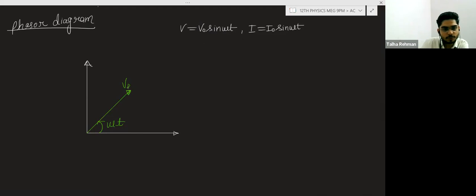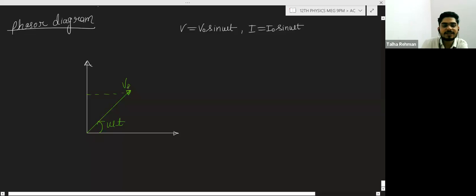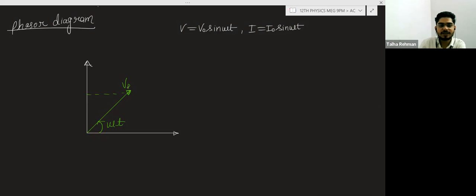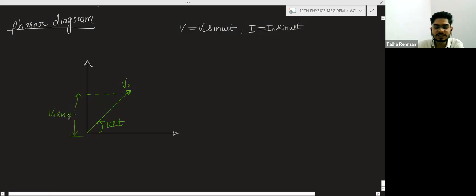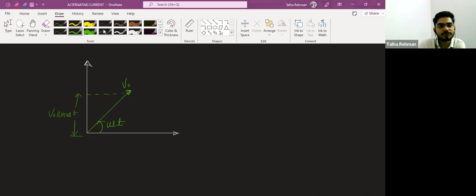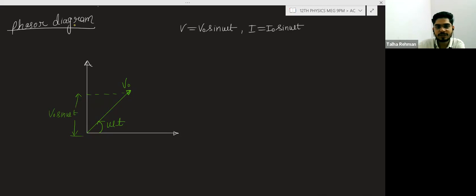And when you take the projection of this V naught on the y-axis, what will you get? You will get V naught sine omega t. This projection will be V naught sine omega t, which means this projection will give you the instantaneous value. Now we will draw the phasor diagram for the current.